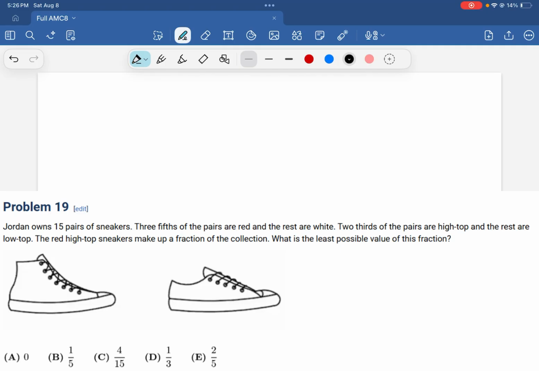Problem 19. Jordan owns 15 pairs of sneakers. 3/5 of the pairs are red and the rest are white. 2/3 are high top and the rest are low top. The red high top sneakers make up some fraction of the collection. What is the least possible value of this fraction?